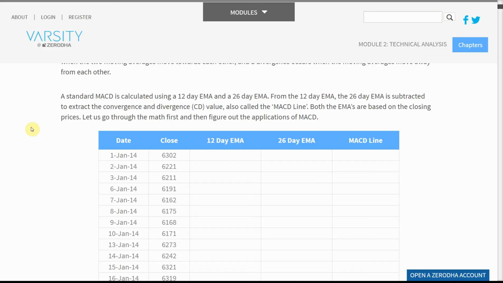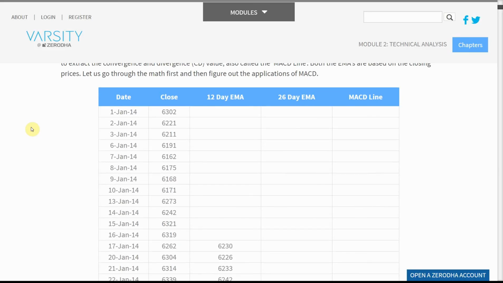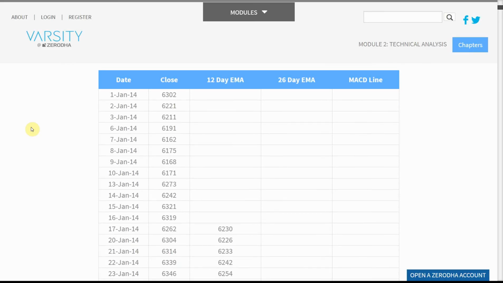Let us go through the math first and then figure out the applications of MACD. Date, closing price, 12-day EMA, 26-day EMA, MACD line. The 1st of January 2014, 6302. The 2nd of January 2014, 6221. The 3rd of January 2014, 6211.